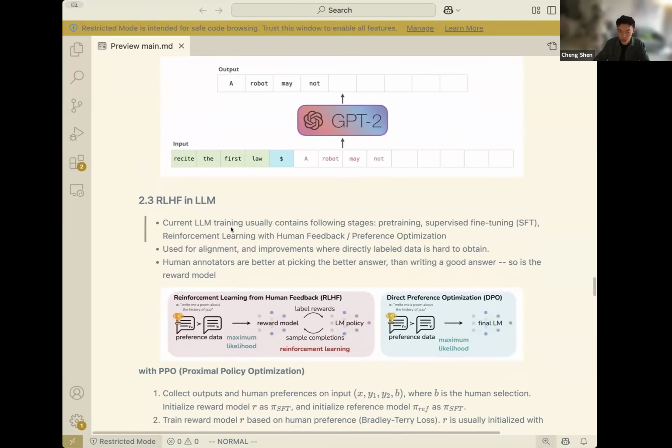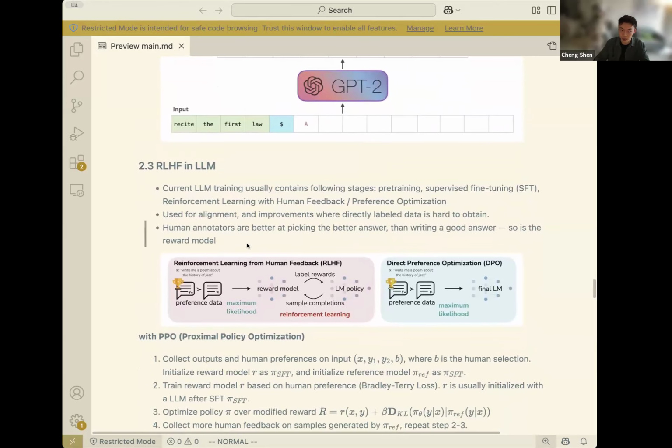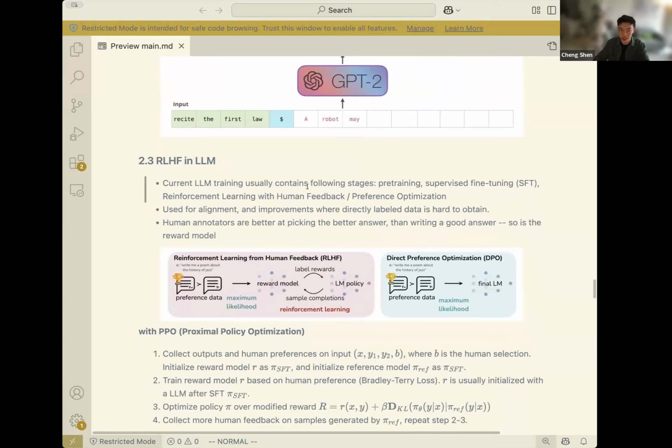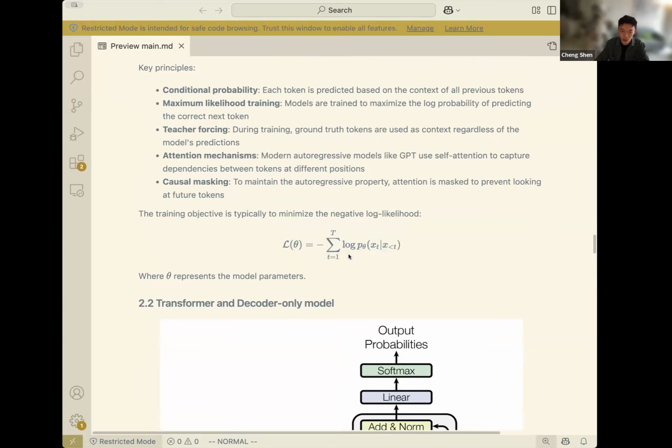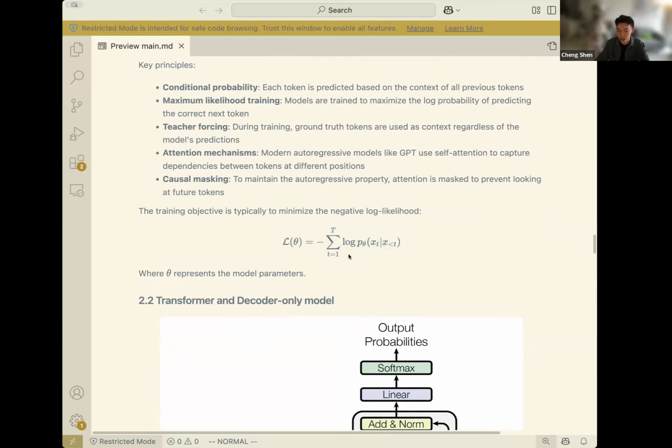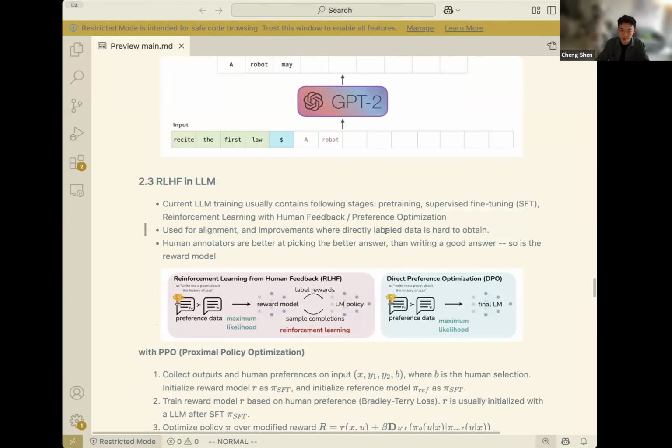And RLHF is widely used in large language model training right now. Usually, the current large language model training contains the following stages: pre-training, supervised fine-tuning, and also an RLHF stage. So pre-training is also a supervised training process. This is where the large language model sees all the text data the company has bought from vendors or has crawled from the internet, just by doing the very basic maximum likelihood optimization. In the pre-training stage, the large language model is just trained to predict the next token and learn from all the text data.